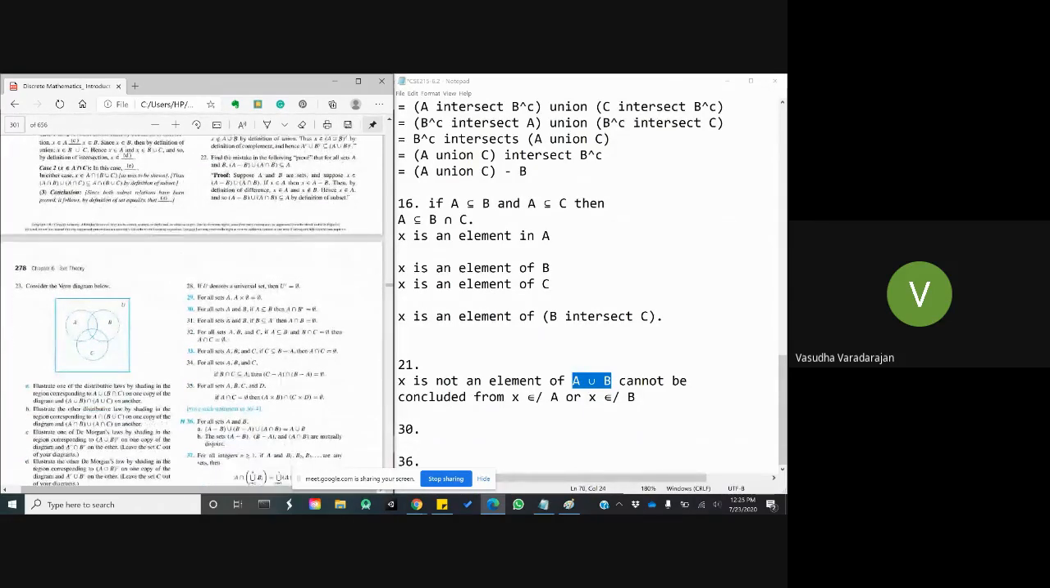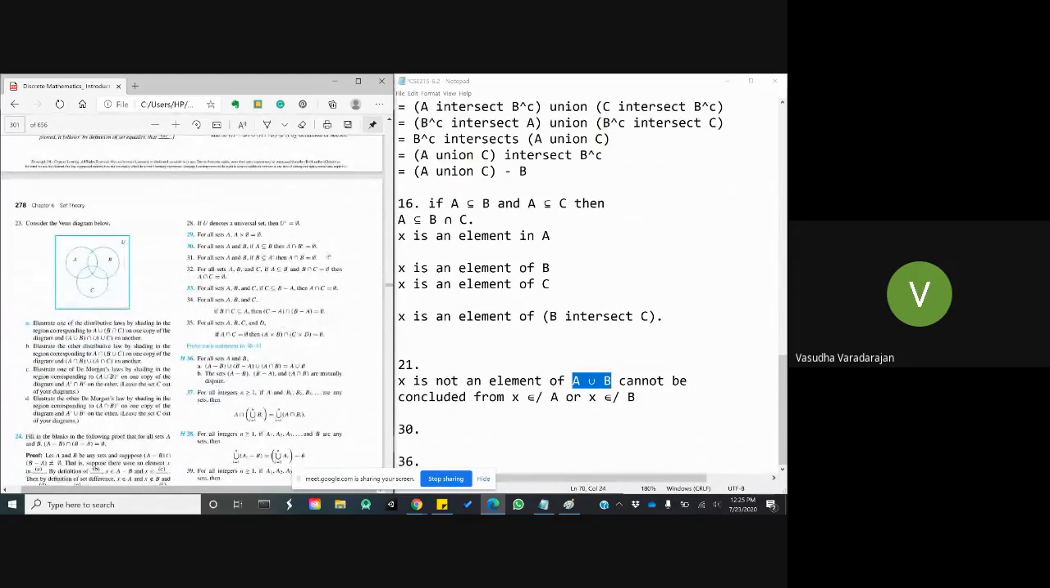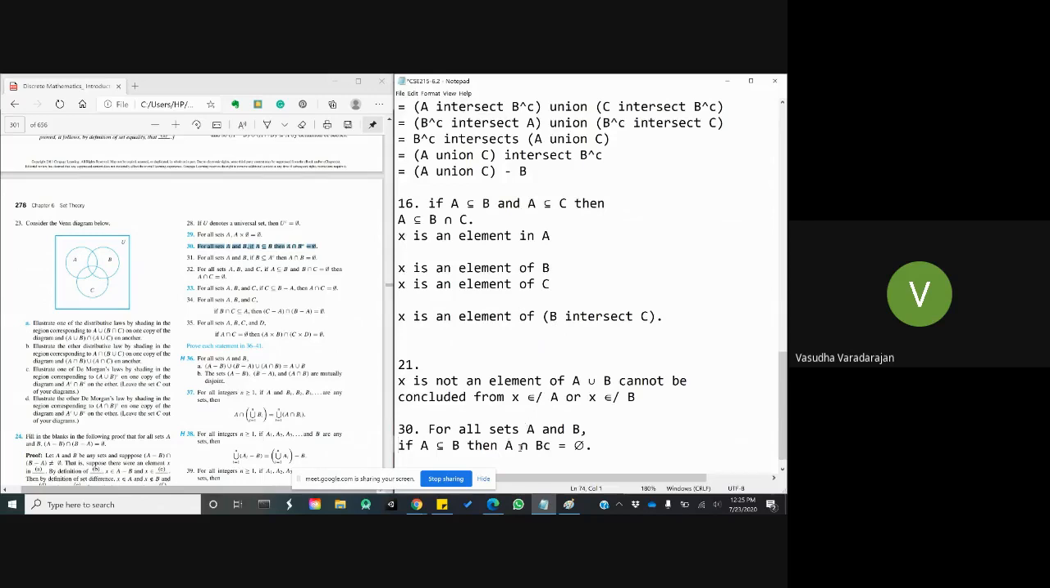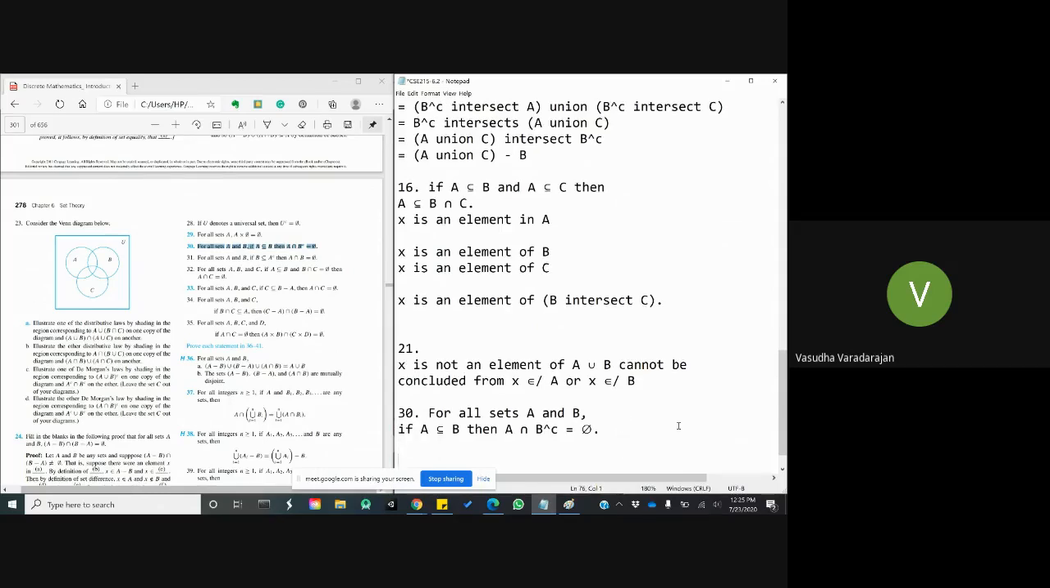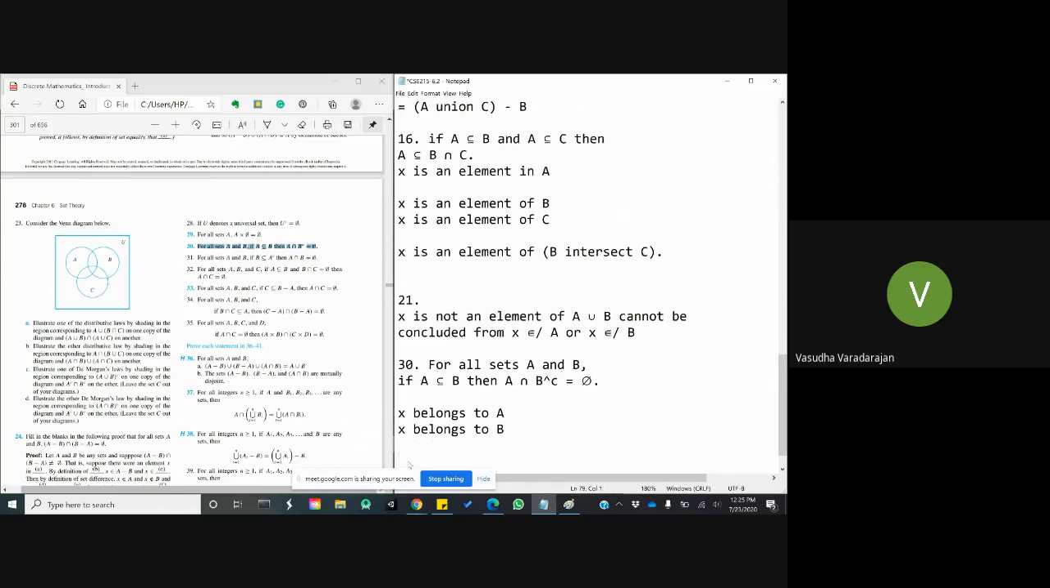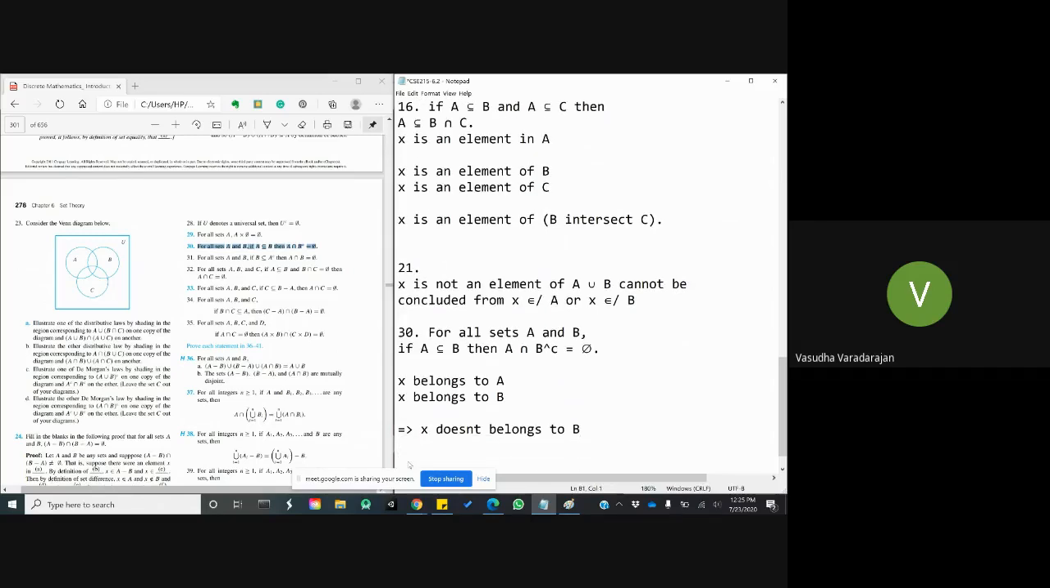So the next question that we'll be doing is number 30. For all sets A and B, if A is a subset of B, then A intersection B complement is null. Let's assume that there is an element X in A. So if A is a subset of B, X is also going to belong to B, which means that X does not belong to B complement.